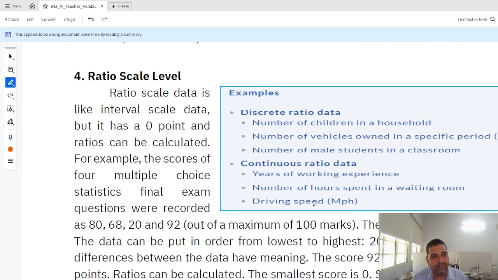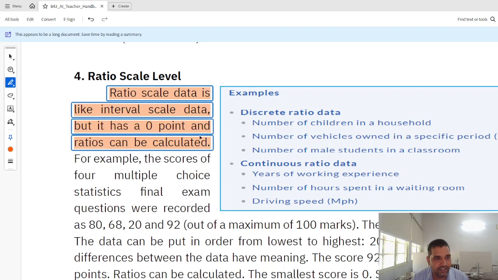Now the ratio scale level. Ratio scale data is like interval scale data, but it has a 0 point and ratios can be calculated. So it is correct that ratio scale data is just like interval scale data. In the interval scale data, there is no 0 point, but it has a 0 point in the ratio scale.